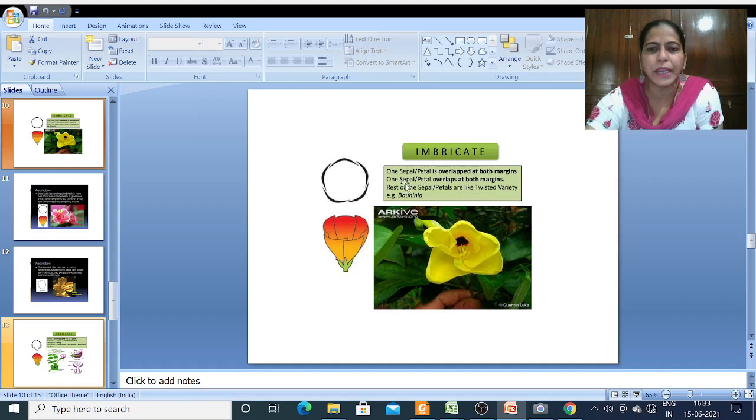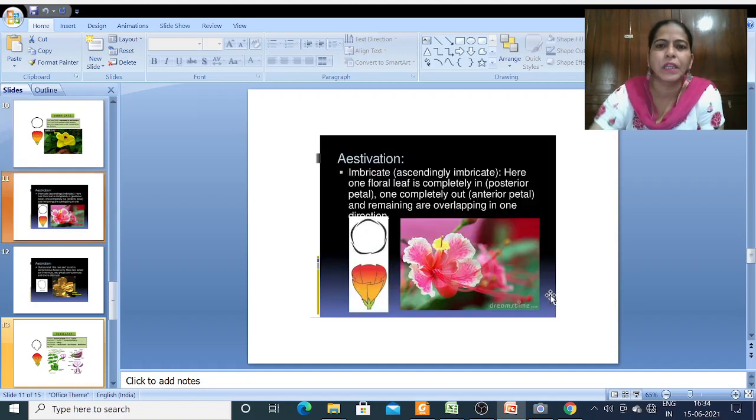Next we have imbricate. One petal is totally inside or overlapped. One petal is totally exterior, overlapping others, and the rest of them are like twisted. So this is in Bauhinia, right? So here you can see this one is totally outside, this petal is totally inside, and the rest of them are like twisted. This is the flower of Caesalpinia, belonging to the same family as Bauhinia.